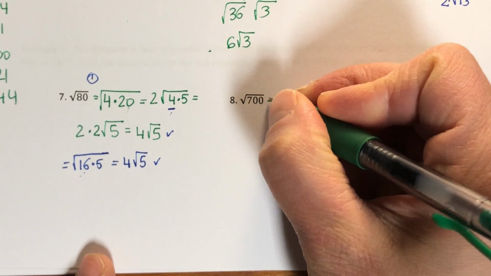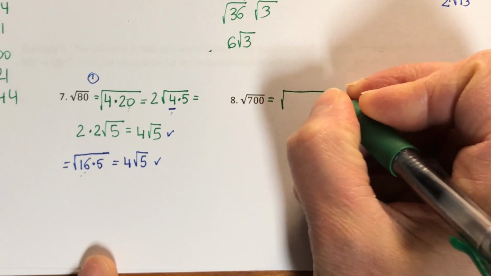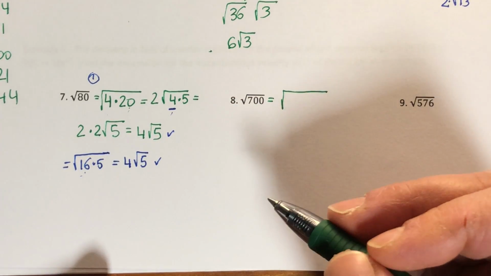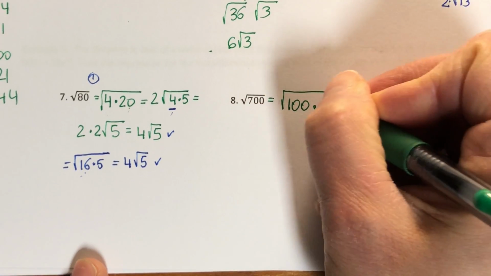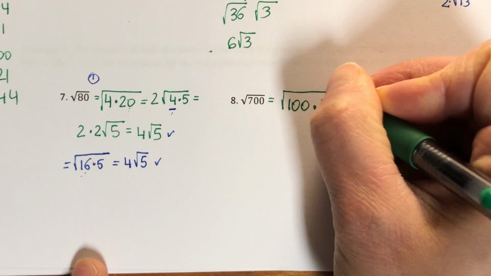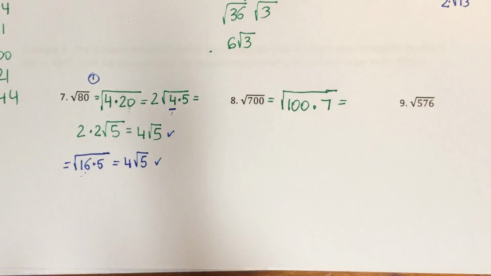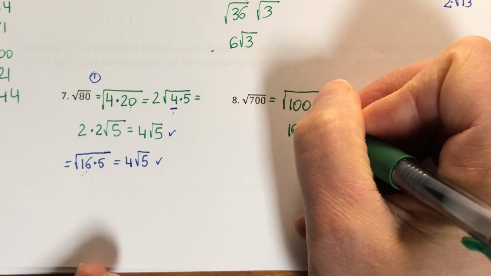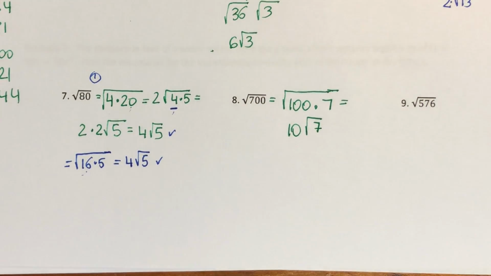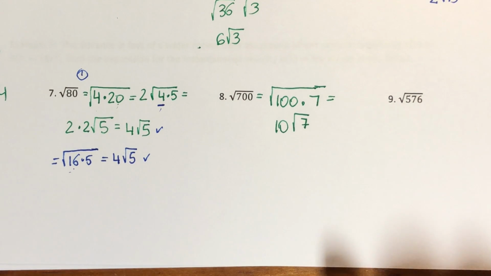All right, 700, square root of 700. Whenever you have something that is divisible by 100, make sure you use 100 times whatever number. All right, sometimes we forget about the basics. Now, square root of 100 gives us 10. Square root of 7 is left. And 576. That is a large number.